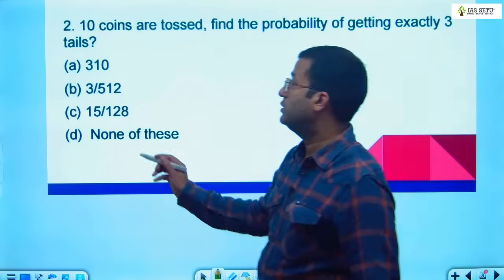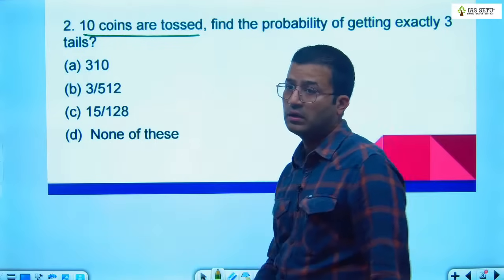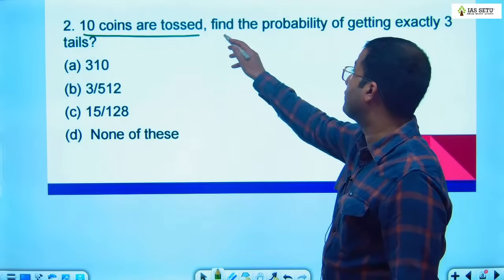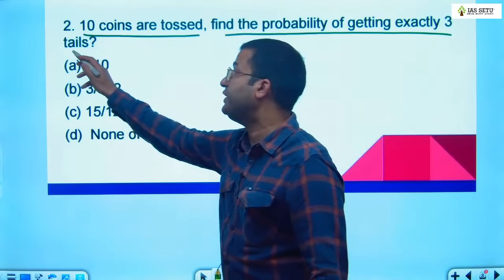Next question is: 10 coins are tossed, find the probability of getting exactly 3 tails.